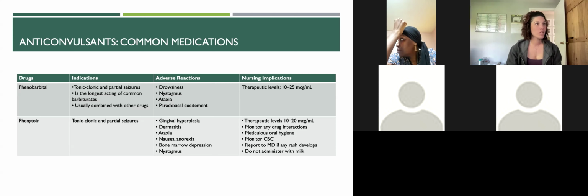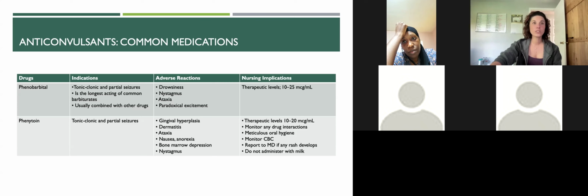Phenytoin is another one that we can use. We have to watch for gingivitis with this, dermatitis, nausea. It can also cause bone marrow depression. This one interacts with a lot of other medications. So we have to keep a very close eye on patients that are on phenytoin, that they don't have another medication that could interact with it.